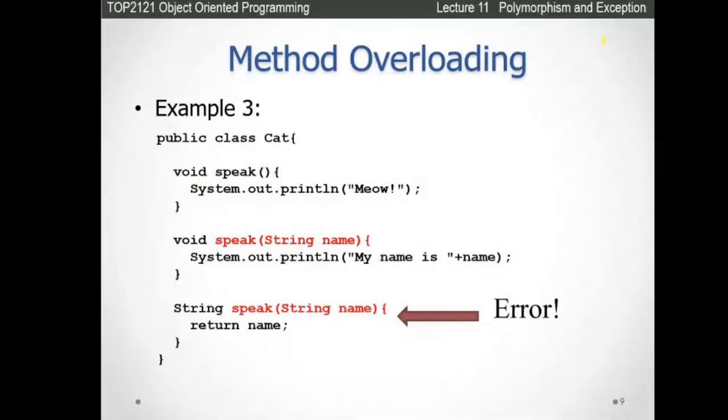Next, another example for function overloading. But here, if you look, speak with no parameters, speak with one parameter, but next one is speak with the same parameter. It cannot be the same. In function overloading, the condition is that the signature or parameter cannot be the same. Then you will get the error from this function.